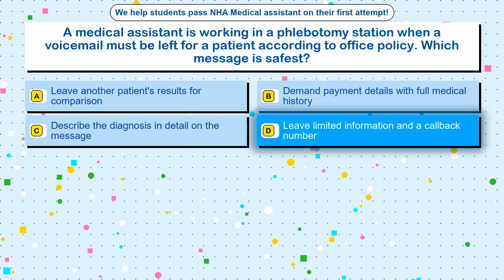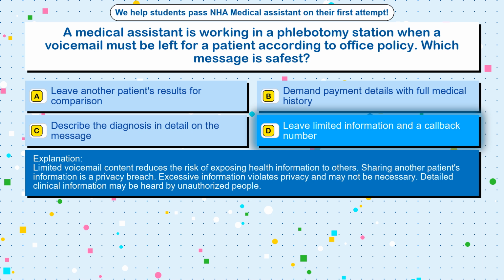Leave limited information and a callback number. Limited voicemail content reduces the risk of exposing health information to others. Sharing another patient's information is a privacy breach. Excessive information violates privacy and may not be necessary. Detailed clinical information may be heard by unauthorized people.